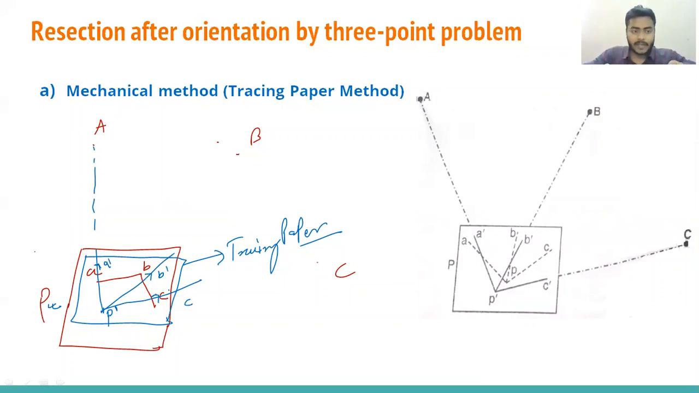After that, we rotated the tracing paper in such a way that A dash, B dash, C dash will coincide with the plan, on the plan which is marked A, B, C, right? Once it is done, then transfer this P dash point onto the plan, on the drawing sheet.